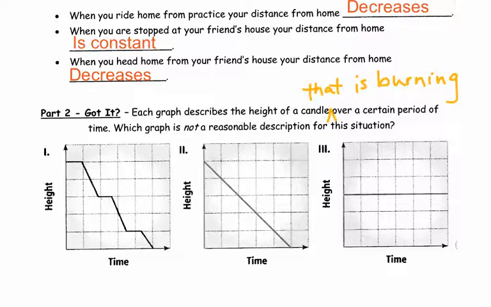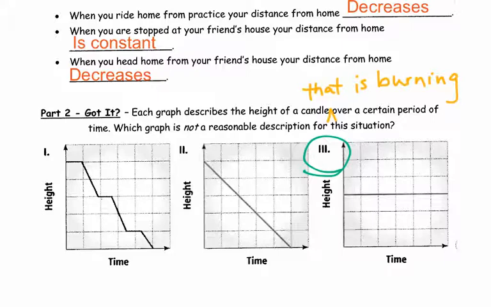Scenario 2, we light the candle, it burns all the way down so that it goes away. So that makes sense. Scenario 3, the height does not change, and since I added in that it's burning, this is the one that doesn't make sense. So 3 does not make sense.